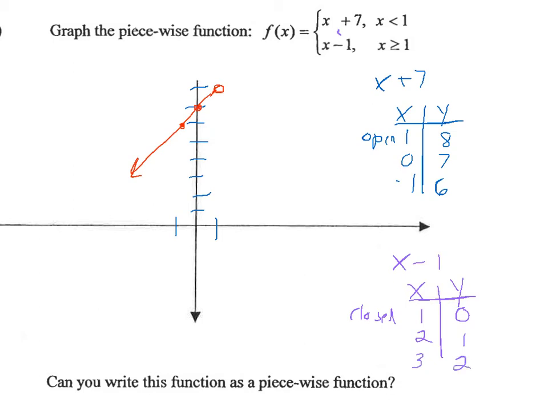So I have a point at 1, comma 0. It's a closed dot. And I'm going to have points at 2, comma 1 and at 3, comma 2. My point's a little bit high. And I want to draw my arrow towards the x's that are greater than 1. And that is a piecewise function.